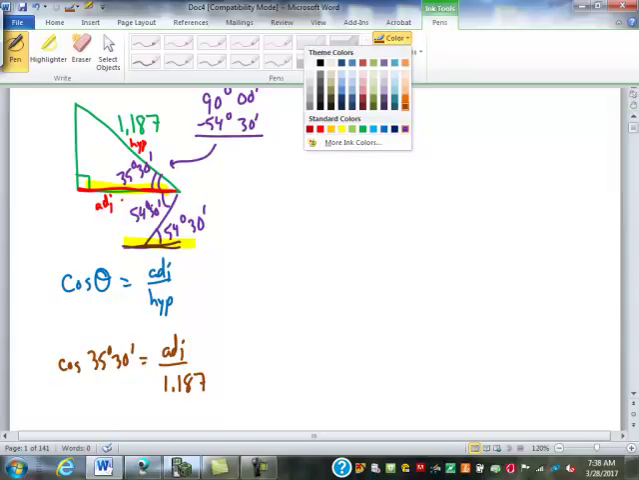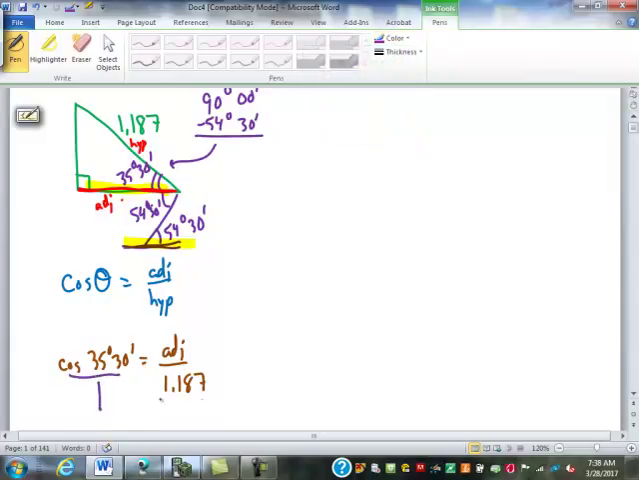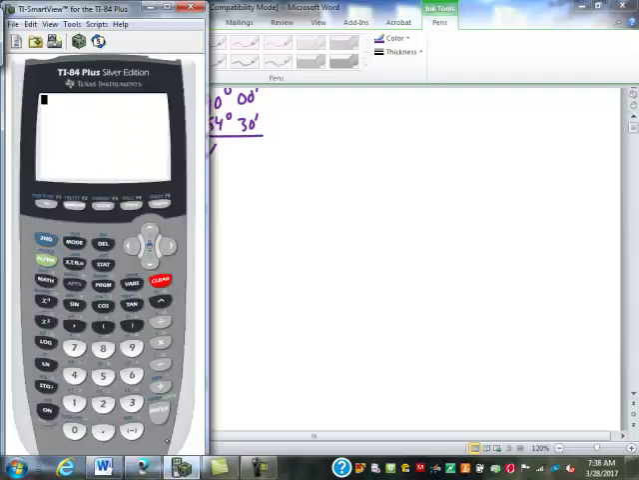So as always here, we're going to put this over 1. And we're going to cross multiply and divide. Well, where we can cross multiply here is the cosine of 35 30 times the 1.187. So 0.9664 will go.